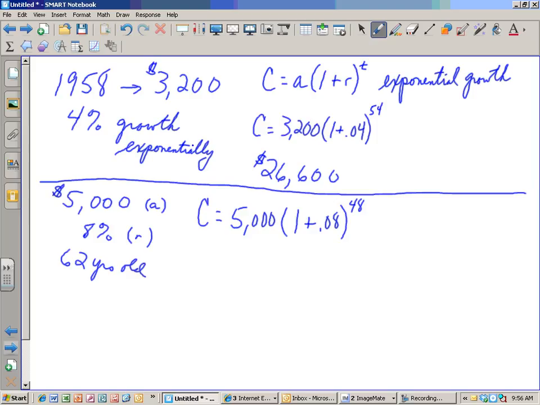Wow. When you turn 62 years old, you will have $201,000 and $52.87. Okay? That's if you don't keep reinvesting the money. That's if you just invest it and leave it.